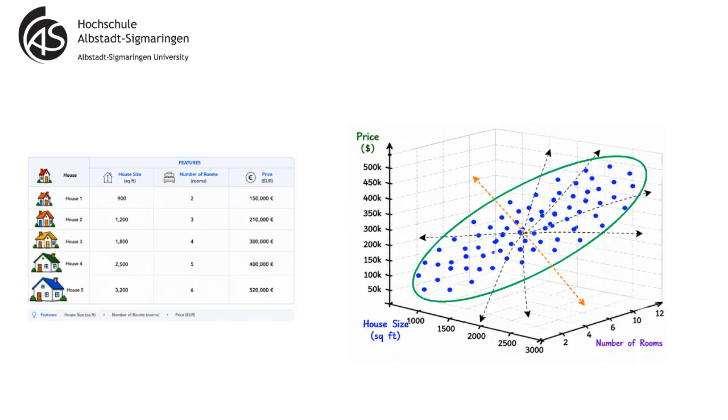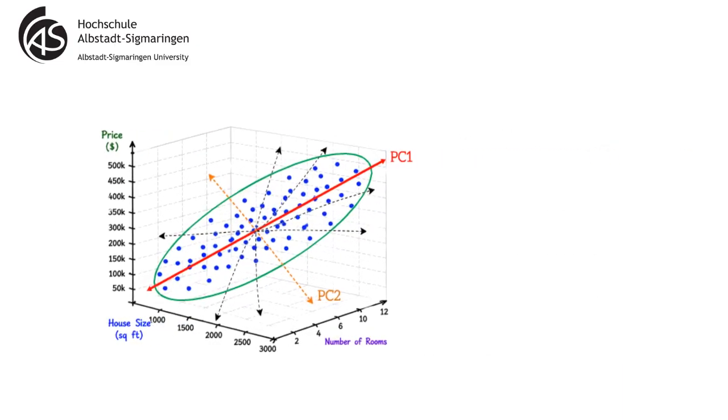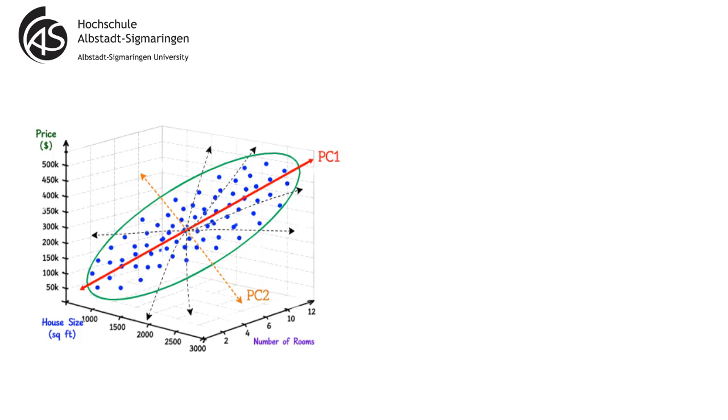It finds the direction where the data spreads the most. This becomes the first principal component, or PC1. In many cases, PC1 captures most of the important information. Instead of describing the data using 3 dimensions, we can now describe it using fewer dimensions while preserving the overall pattern. That's the power of PCA. Of course, whenever we reduce dimensions, some information is lost. The goal is to lose as little information as possible.